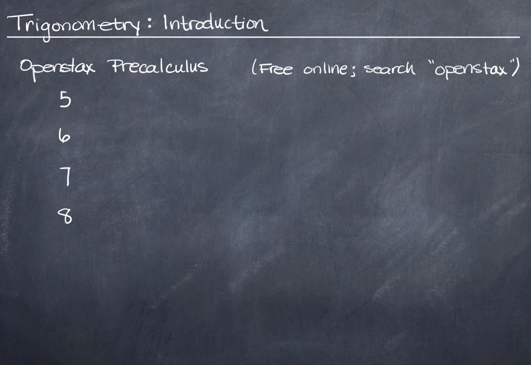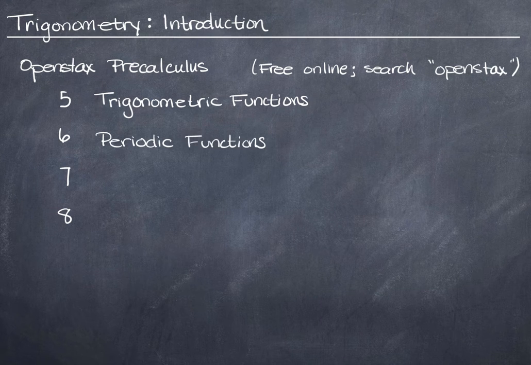Chapter 5 is about trigonometric functions, specifically about angles, sine, cosine, and the other trigonometric functions, the unit circle, and right triangle trigonometry. Chapter 6 is about periodic functions.